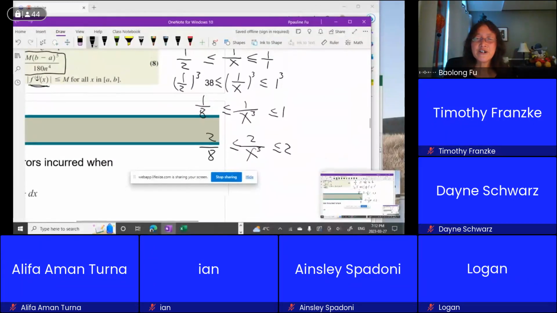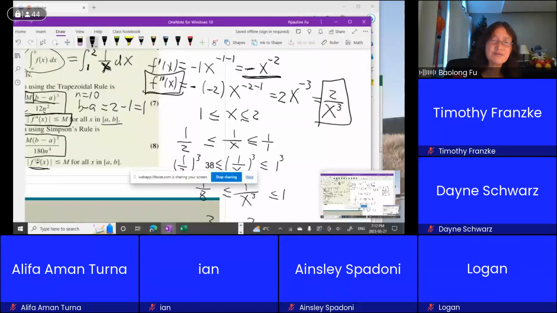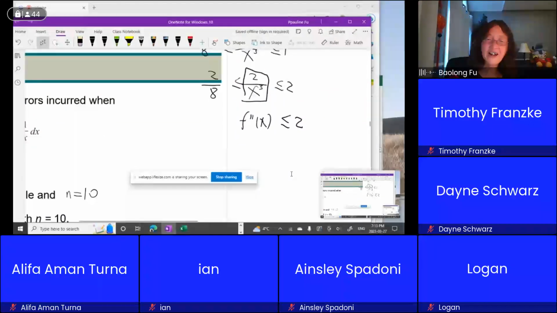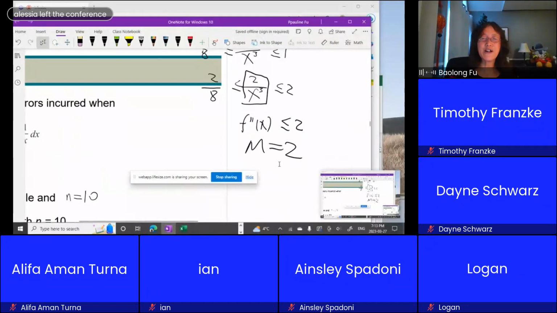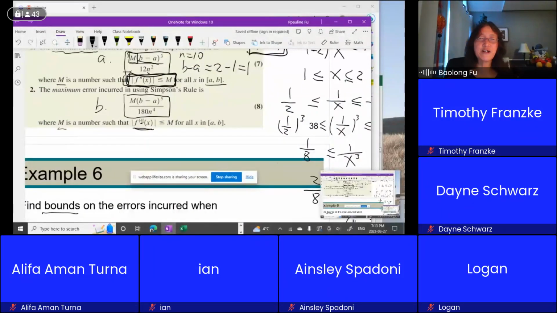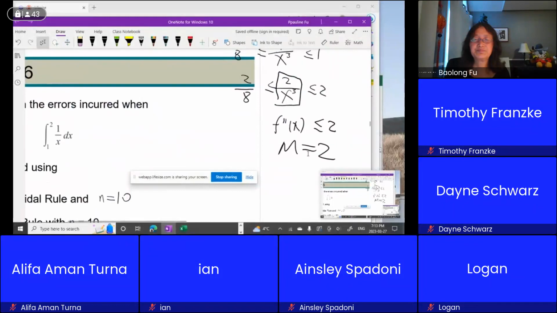The reason I am doing this, I found out this, 2 over x cubed, is the second derivative. And I found the second derivative is smaller or equal to 2. So I found capital M. Capital M is 2. Here, the second derivative is smaller or equal to which number? I found capital M. Questions?